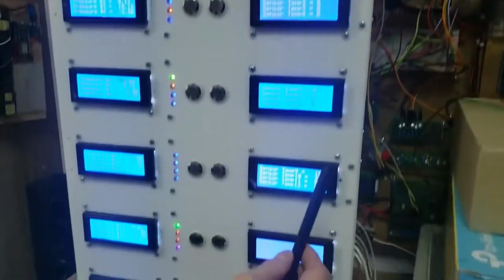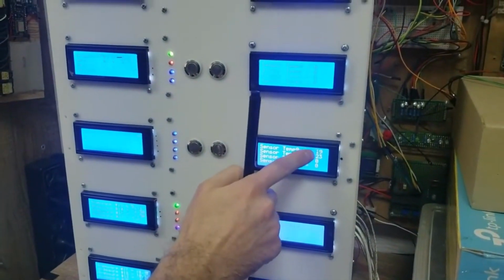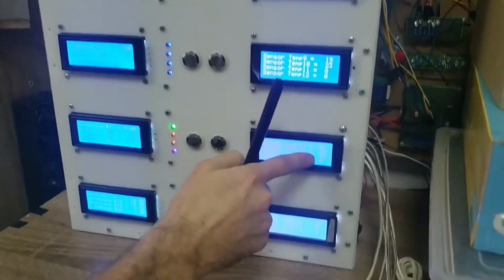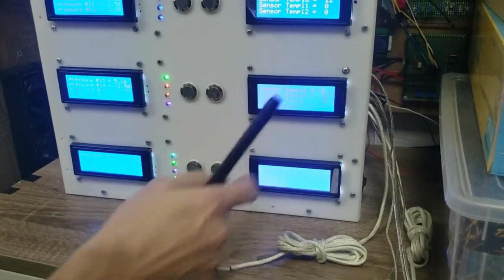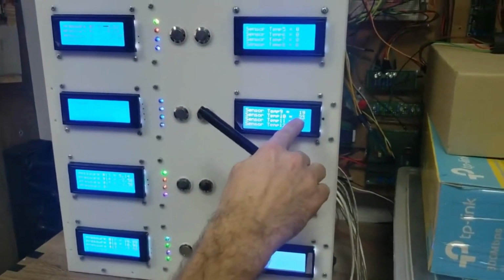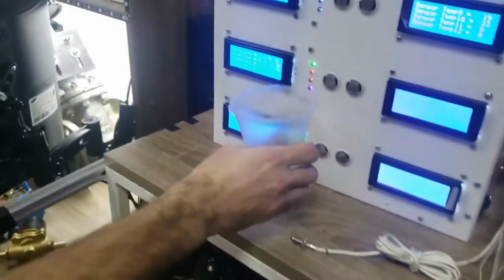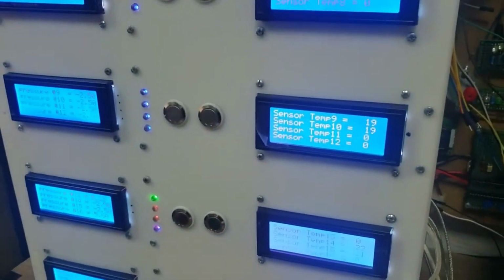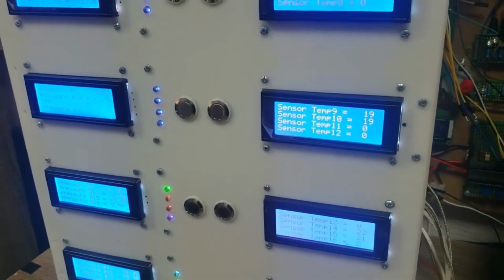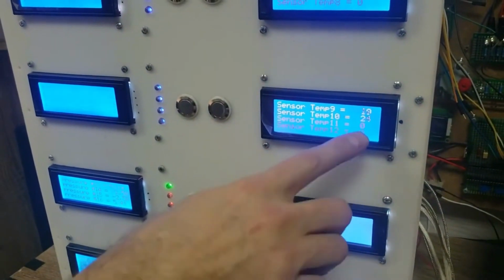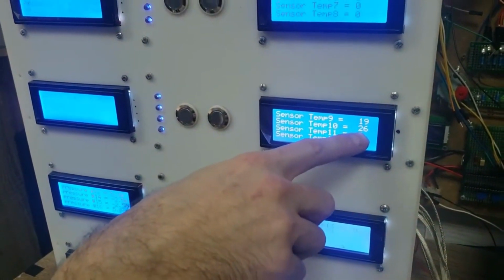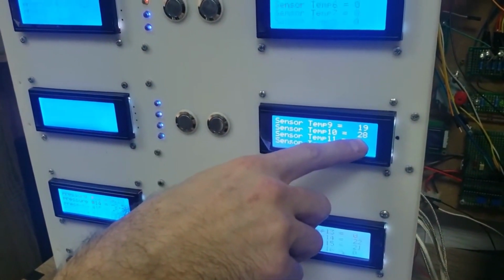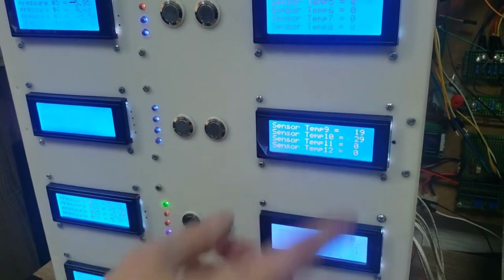We can also observe the connected temperature sensors. We can check the current temperature in the room. Pay attention to this sensor. We will artificially heat it now. The temperature sensor is responding.